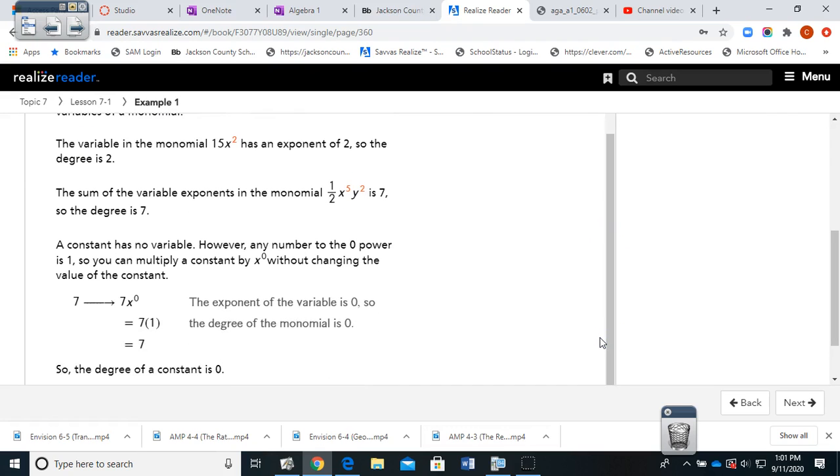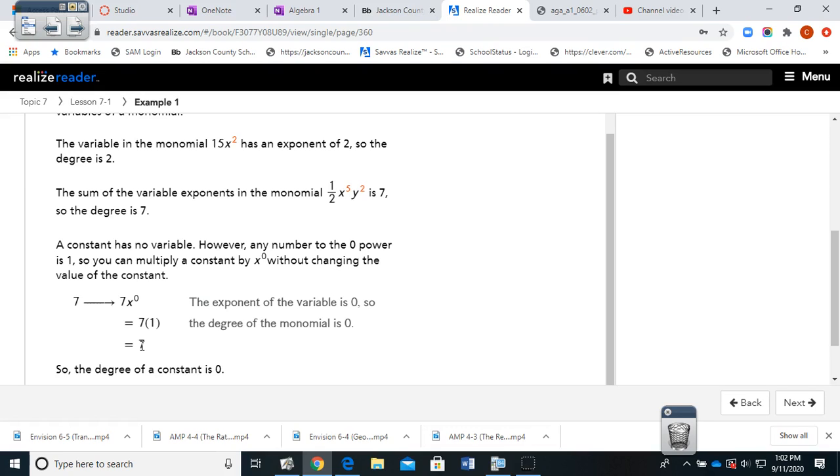Here is why a constant, it doesn't have a variable, right? So here's why its degree is 0. Any number to the power of 0 is what? 1. So if you have 7, that's like saying 7 times x to the 0 power. Well, x to the 0 power is what? 1. And 7 times 1 is 7. So that's why anytime you have a constant, its degree is considered to be 0. Okay? By itself. Everybody understand that?